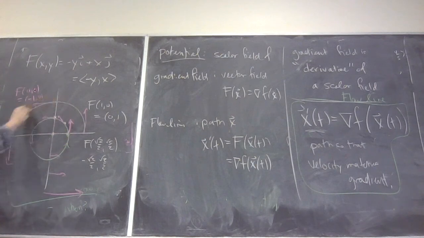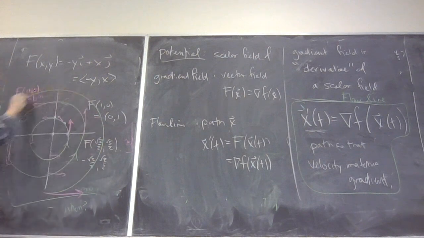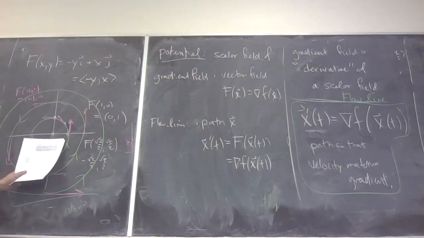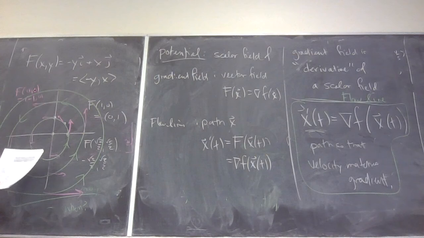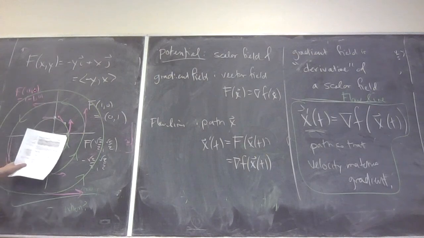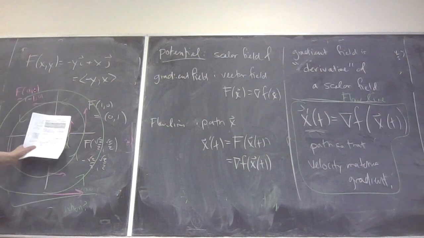So if you're in this field, you're sort of trapped in this completely rotational field. The flow of some particle that you drop in here would be forced to travel in these circular paths. Remember, at each point on the circle, the tangent vector of that path should be equal to the vector field.